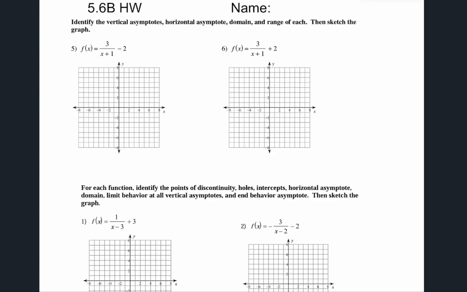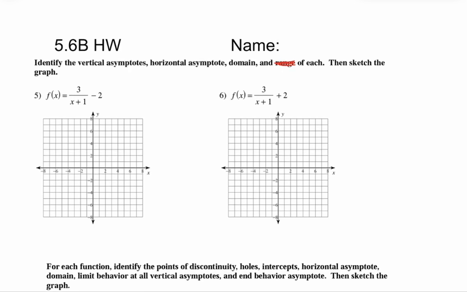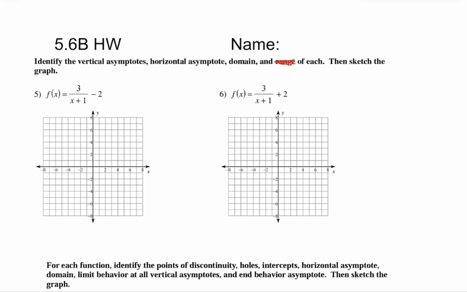I don't need the range. So feel free to take the range off, okay? So the instructions don't necessarily follow exactly what the instructions say, okay? So we're going to do number 5 together from the 5-6B homework. So let's take a moment and let's do number 5 together.